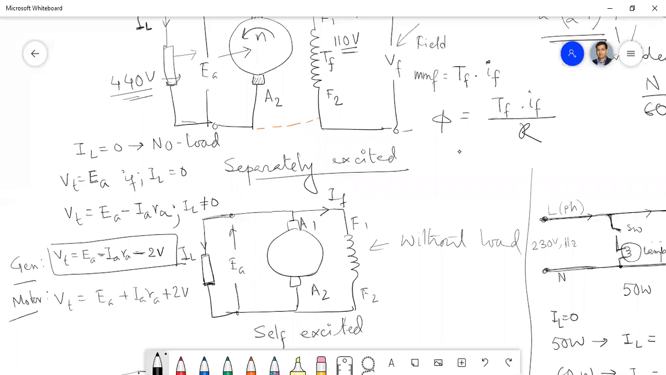Because the material of the brush is carbon. The brushes are made of electrographite. Graphite is a form of carbon. Carbon comes in the category of semiconductor materials. So carbon behaves like a semiconductor material, which means the voltage drop across this brush doesn't change with current. It is almost fixed at 2 volts.